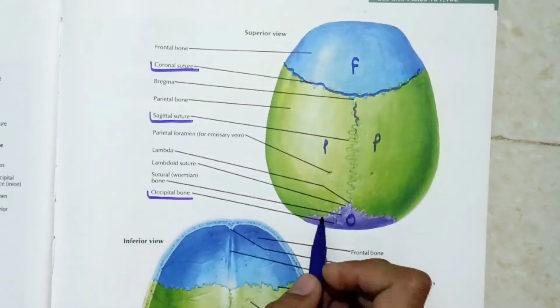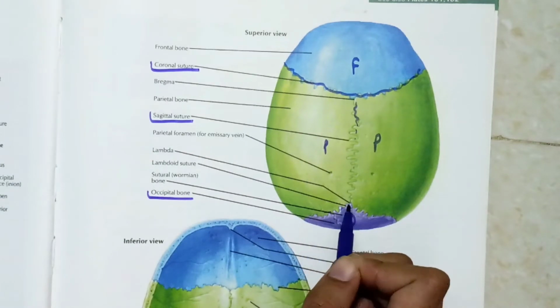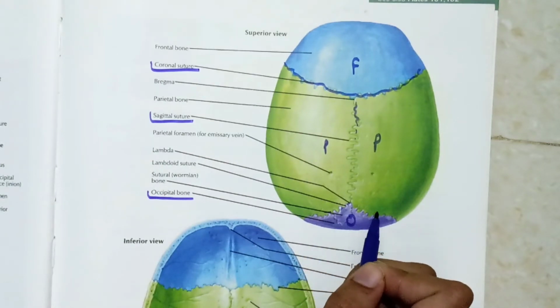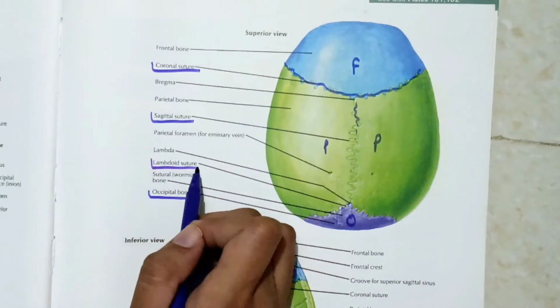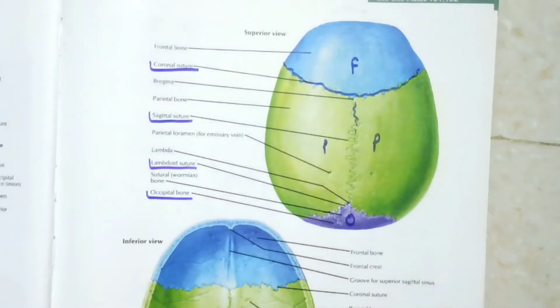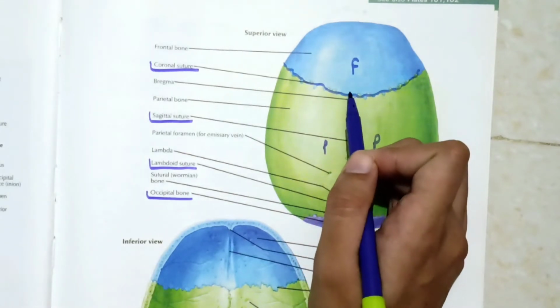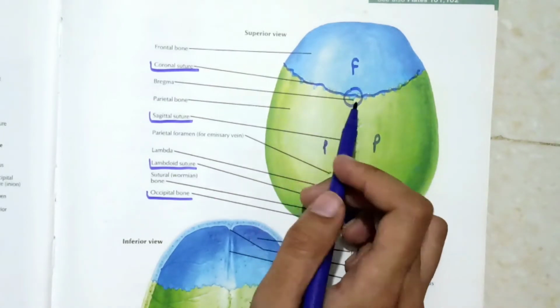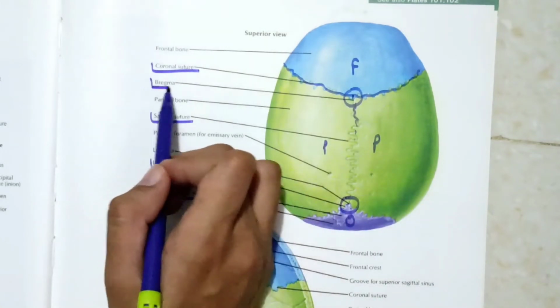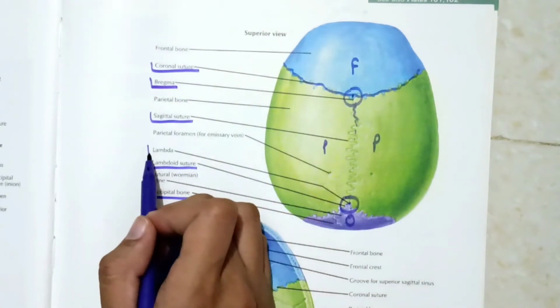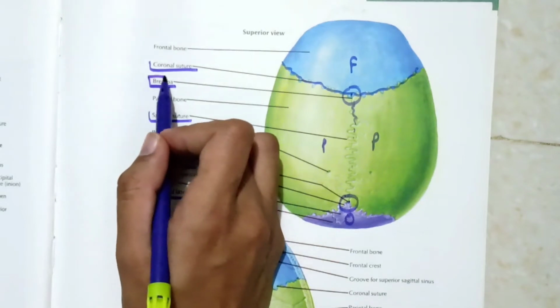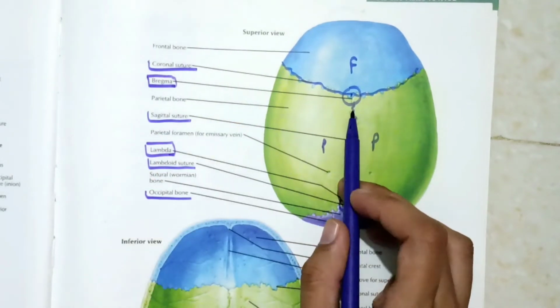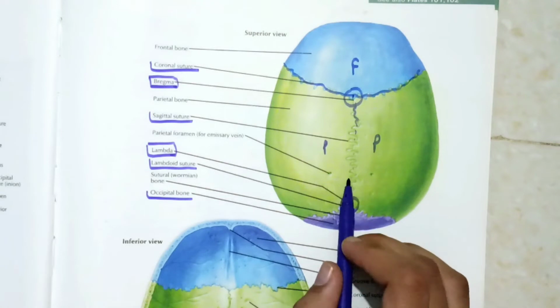This is occipital bone, and between the occipital and parietal you have lambdoid suture. So these are three sutures you can also see in this. And then you have the meeting points. Here are the meeting points of the sutures. This one is known as bregma, and this one is known as lambda. These are the meeting points, and the highest point in this parietal bone is vertex.